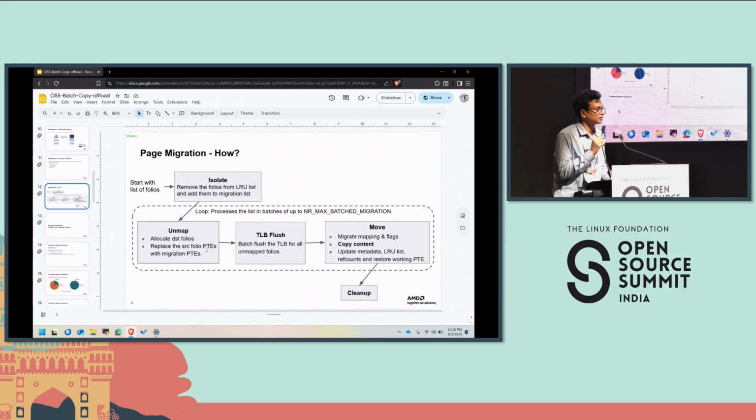If a user process is requesting that page which is under migration, the OS will make it wait. And it all happens transparently, so the user or process will not know about it.